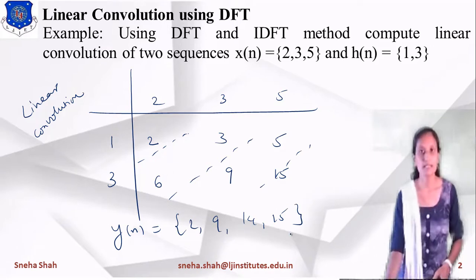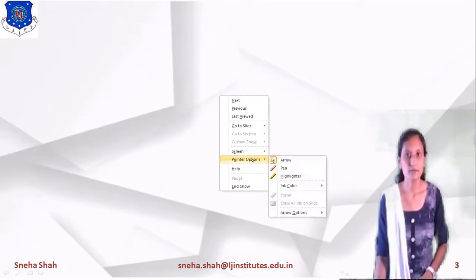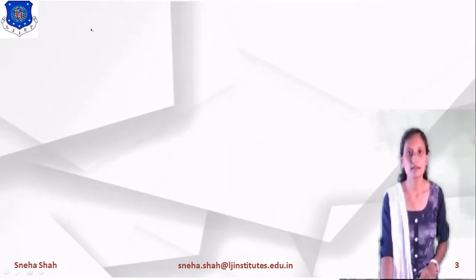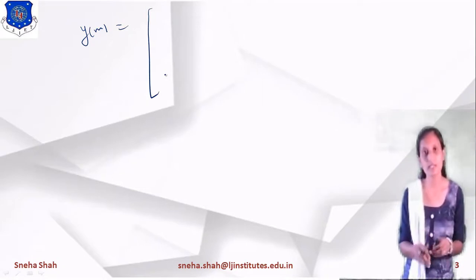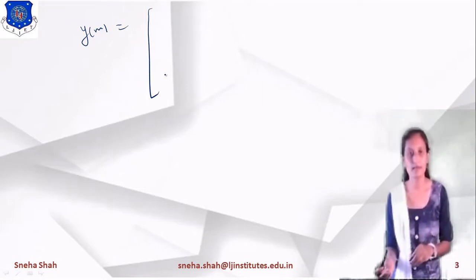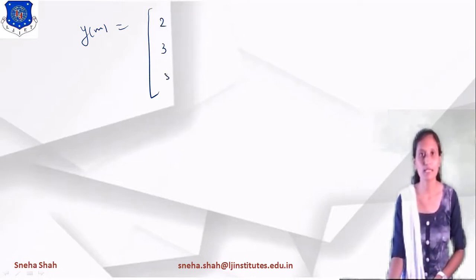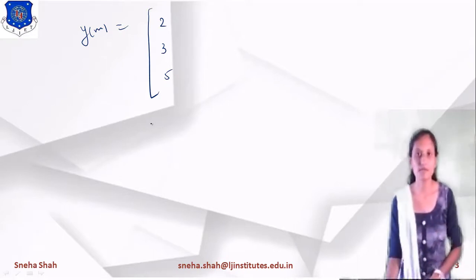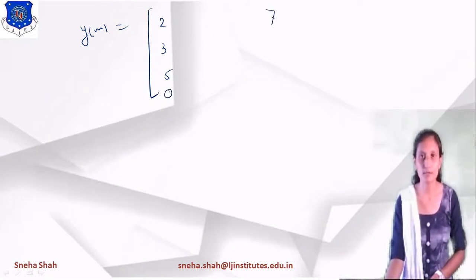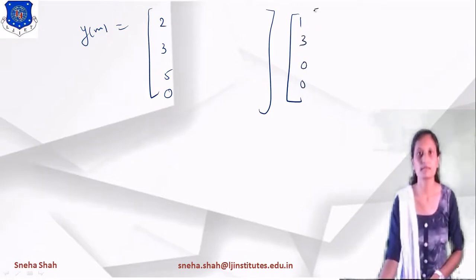Now if I find the circular convolution of this, then instead of the DFT-IDFT method I am using the matrix method, just to simplify things. At present we are just checking whether linear convolution is the same as circular convolution or not. So I am taking 2, 3 and 5, and to compare the two with the same number of terms, the next sequence 1, 3 will be padded with 2 zeros.